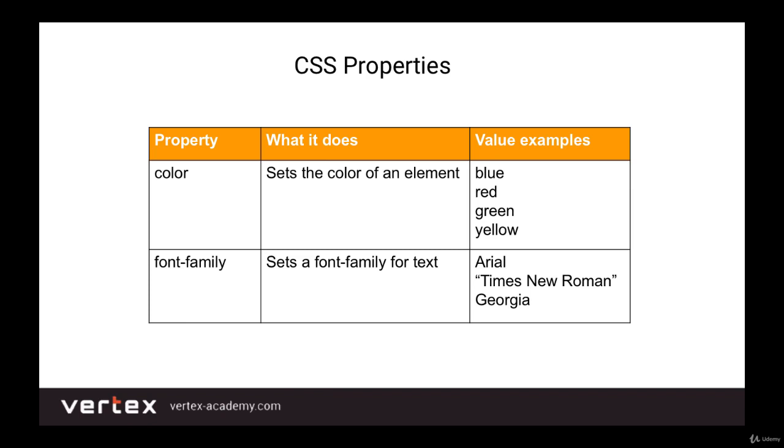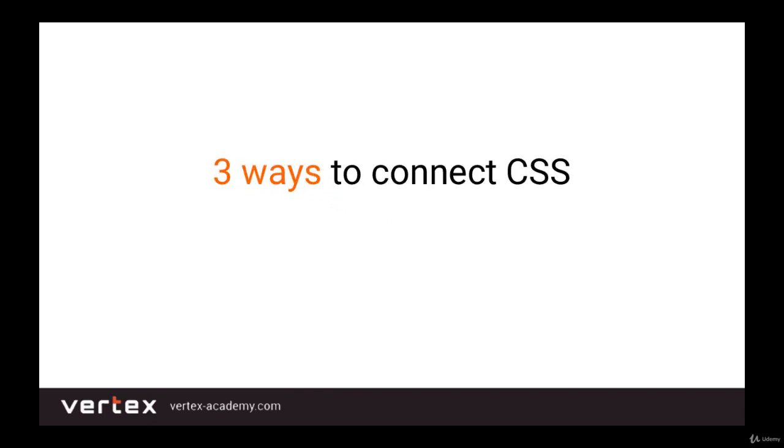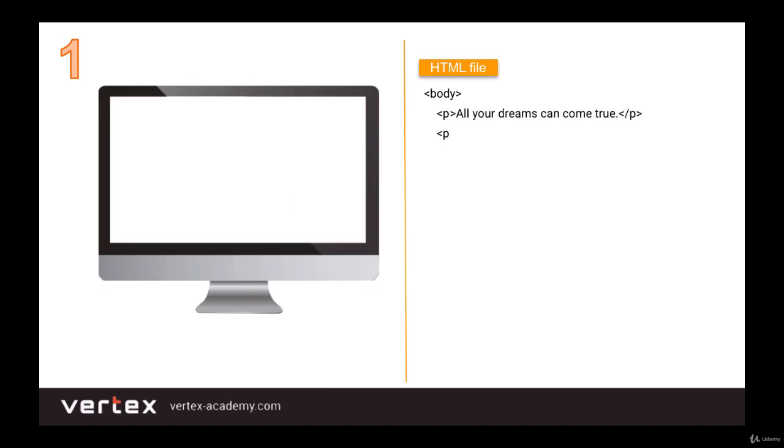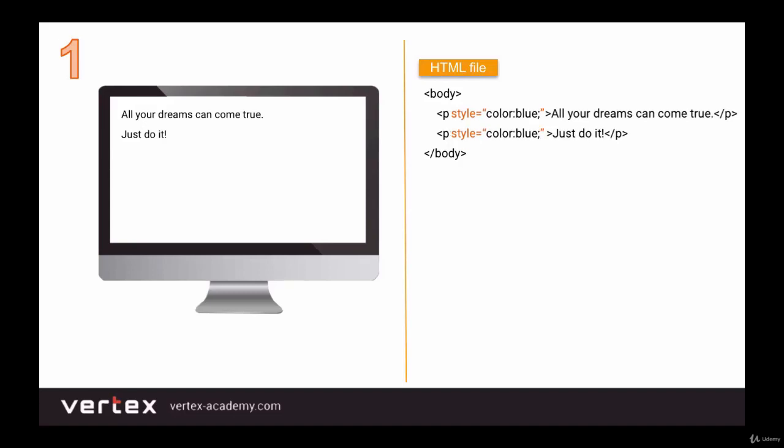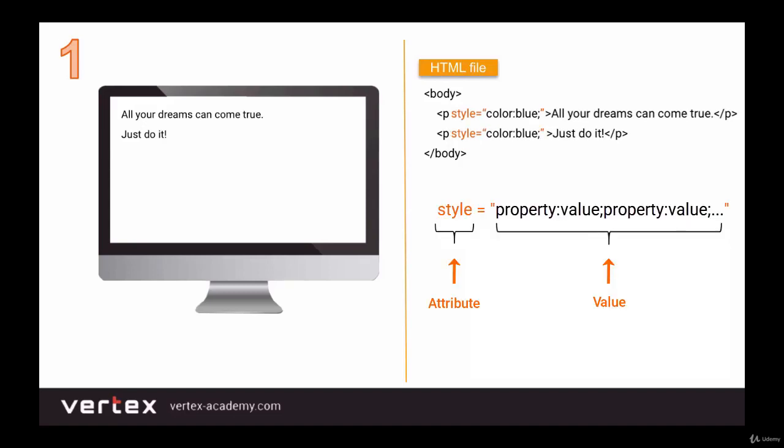Now let's learn how to add these properties to HTML. There are three ways to do this. Let's talk about each of them in turn. The first way is to write CSS directly in the tag you want to change. You can do this with the style attribute. Then we add properties and corresponding values using the following form. Property, colon, then the value, then a semicolon, then the next property, colon, value, semicolon, and so on. This method is also called the inline method.